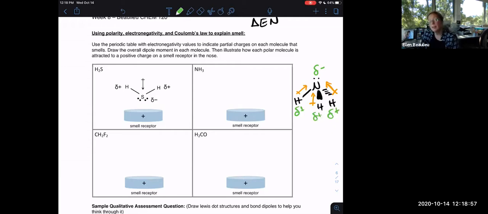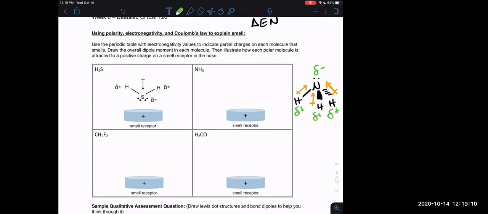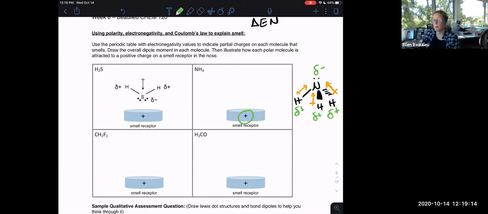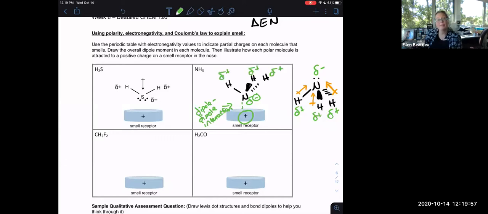So when ammonia gets smelled up your nose, what atom in ammonia is most attracted to your smell receptor? Nitrogen or hydrogen? Nitrogen? That's right. The smell receptor is positively charged. Remember, opposites attract. So we're going to align that ammonia so that the nitrogen has that attraction between itself and the smell receptor. This is called a dipole interaction, and we'll talk about them when we talk about intermolecular forces in our next chapter on energy. So basically, this polar molecule is attracted to your smell receptor based on opposite partial charges.